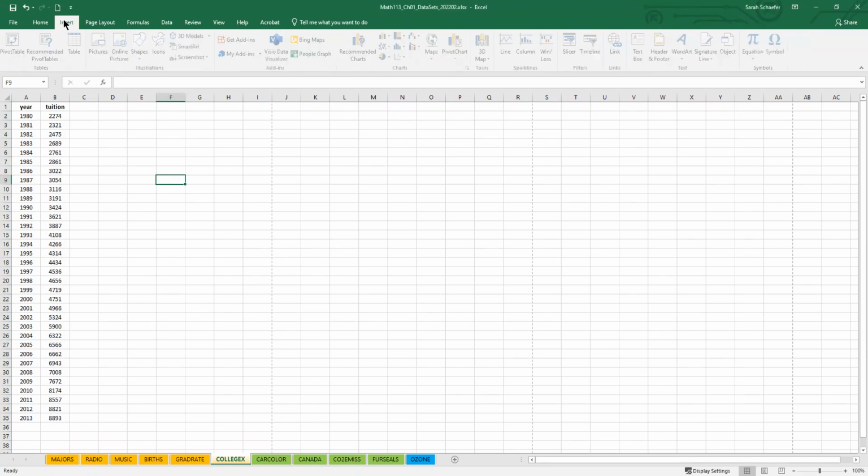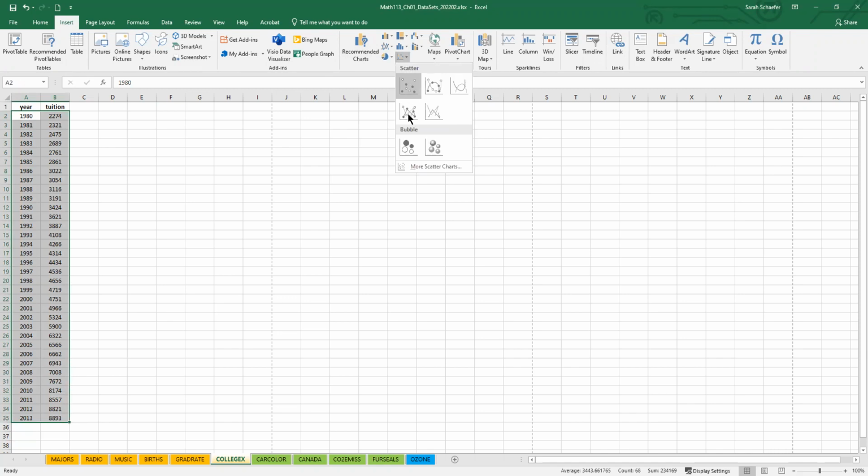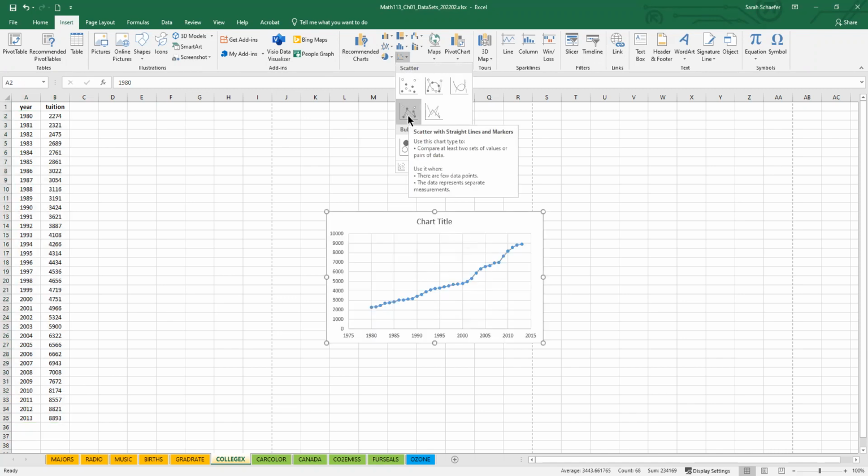So I'm going to go to the insert ribbon and we're looking for the icon that looks like a bunch of dots scattered around. And so I'm going to highlight both the time and the tuition amount. And I'm going to go to the one with all those scattered dots. I'm looking for the one that says scatter with straight lines and markers. So in other words, if the values are consecutive, so I have one after another and I'm not missing any, each of those are going to be connected with a straight line.